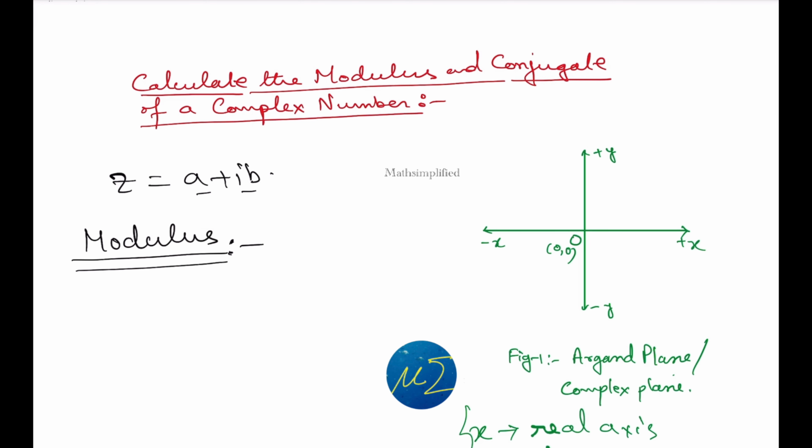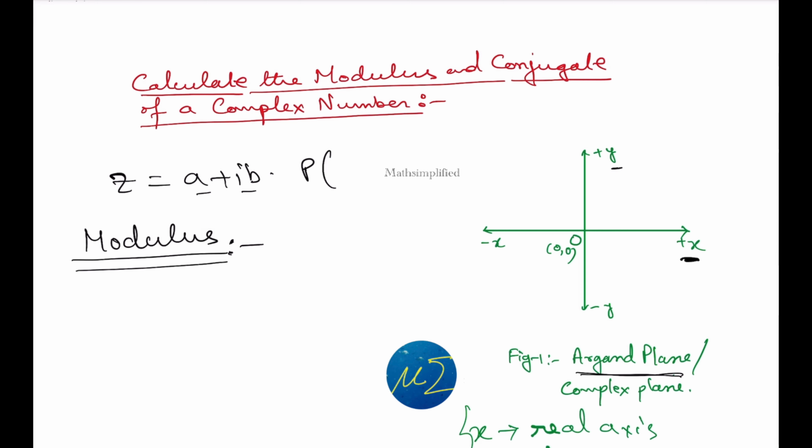So first I will plot this complex number on this Argand plane. This figure is the Argand plane. Why do we call this plane the Argand plane? Because the Argand plane has one axis which is the real axis, x, and another which is the imaginary axis, y. That's why we call this plane an Argand plane. That's clear? So we plot this complex number on this complex plane.